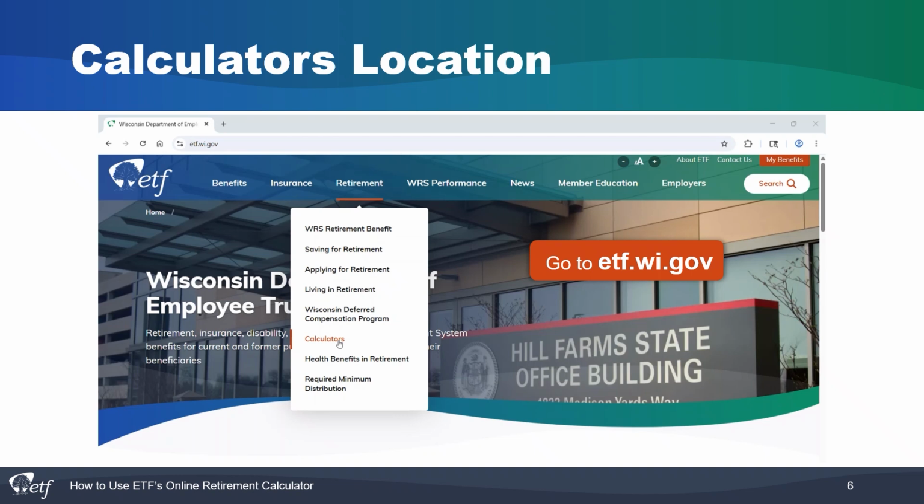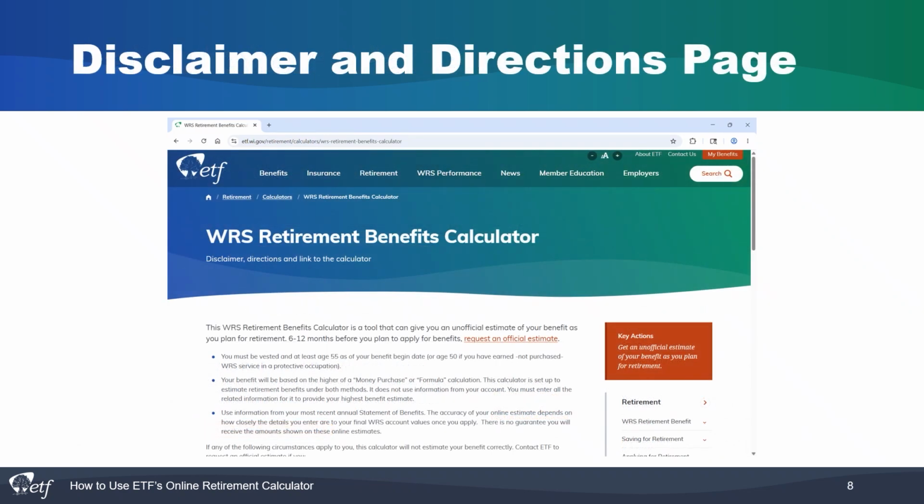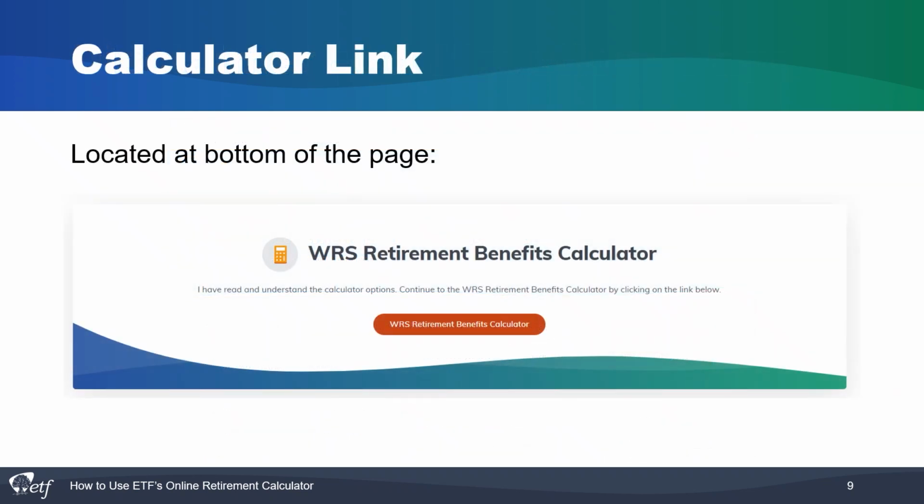Go to etf.wi.gov, hover your mouse over retirement in the top menu, and click Calculators from the drop-down menu. You will be taken to the main calculators page that includes a list of all the calculators we have for your use. Click on the WRS Retirement Benefits Calculator button to go to the Calculators Disclaimer and Directions page. Read the page carefully to understand the limitations of the calculator. After reading, click the WRS Retirement Benefits Calculator button at the bottom of the page to start using the online calculator.